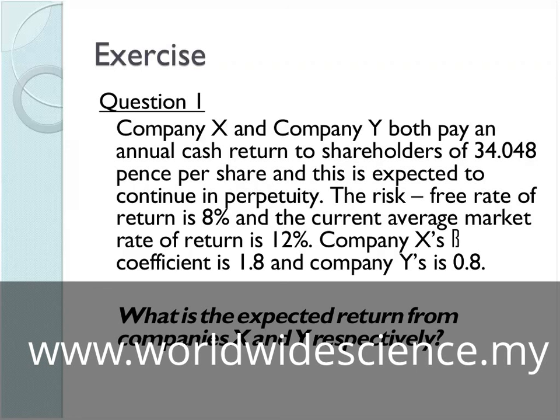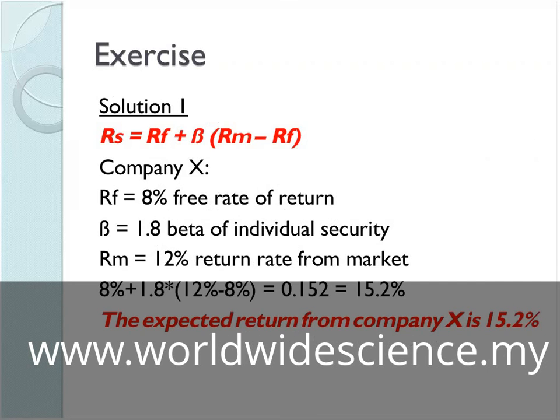So what is B? B is the individual risk of the company. This kind of risk is identified by the markets. And here is the task: what is the expected return from companies X and Y respectively? If you use the previous formula, we can find it.